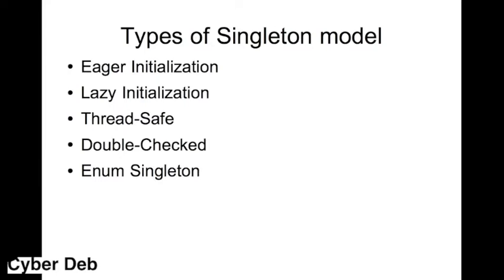There are different types of singleton model. We can go for a very simple one, that is eager initialization, lazy initialization, thread safe, double checked. Enum can also be a singleton design. So there are different types of design we can find for the singleton model. We can create the class accordingly so that it will follow any of these singleton models.